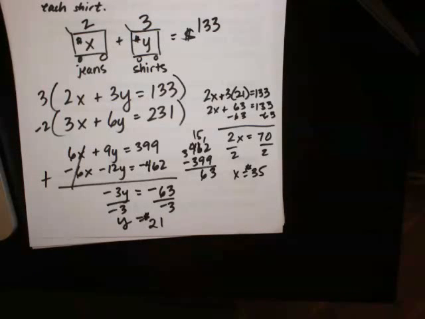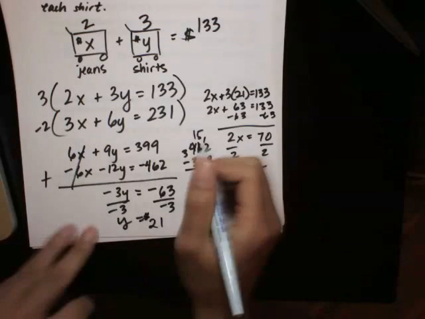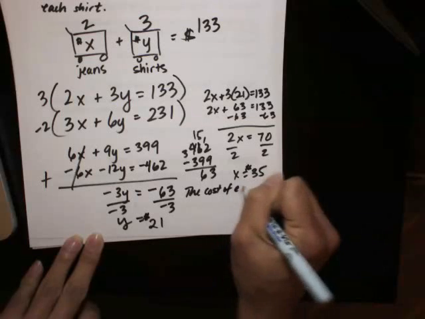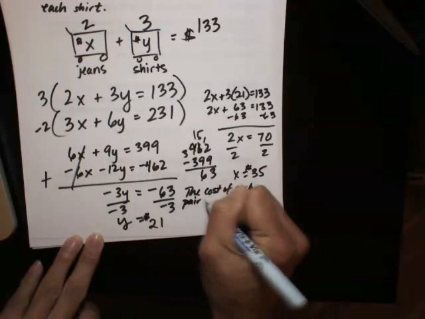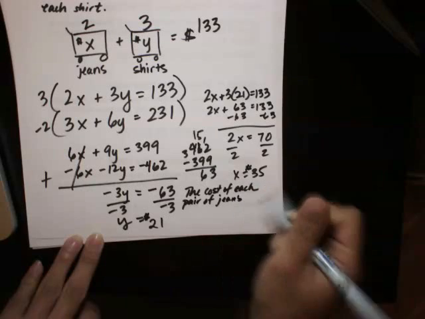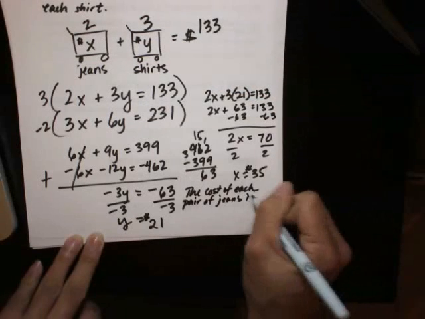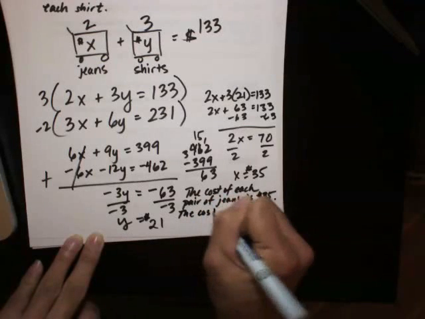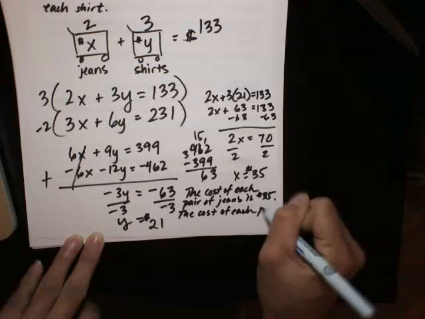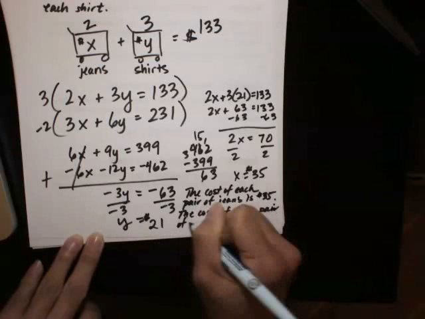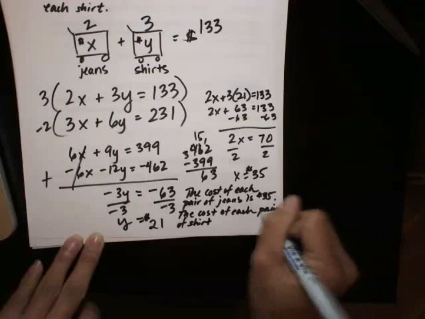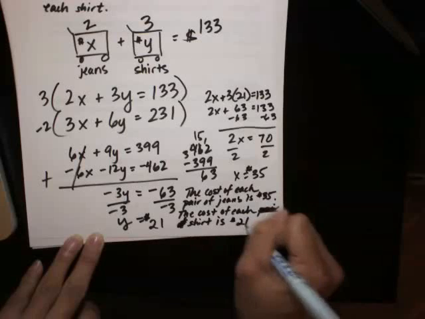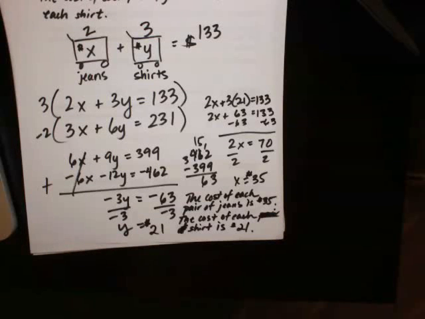So let us write our sentence to complete. The cost of each pair of jeans, is represented by x, is $35. The cost of each shirt is $21. Okay, so there we have our solution.